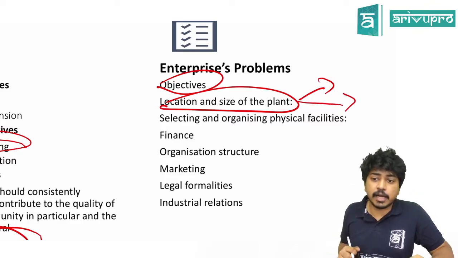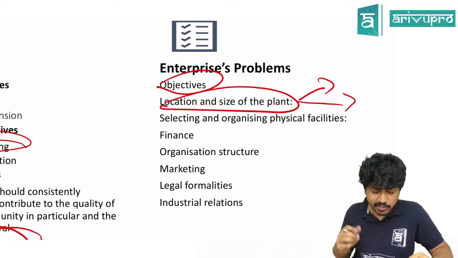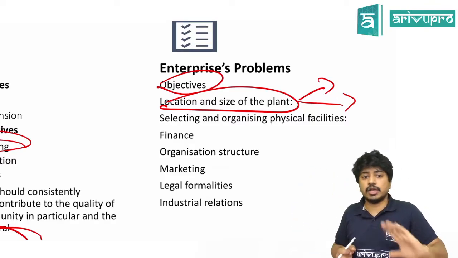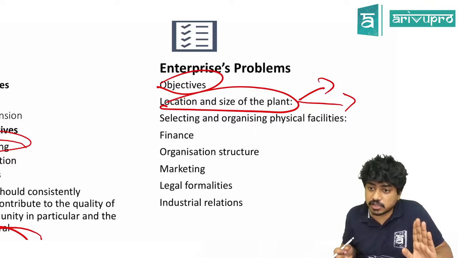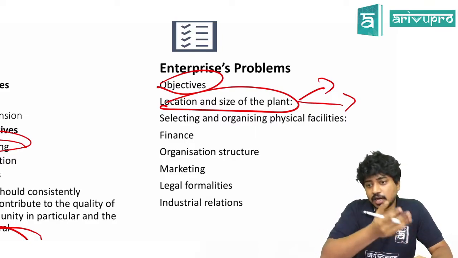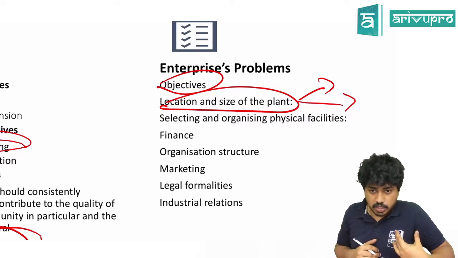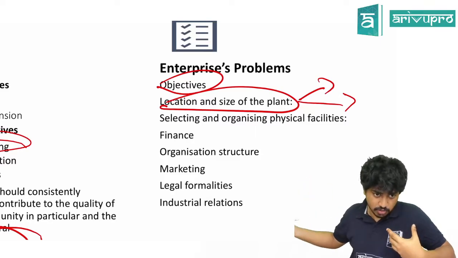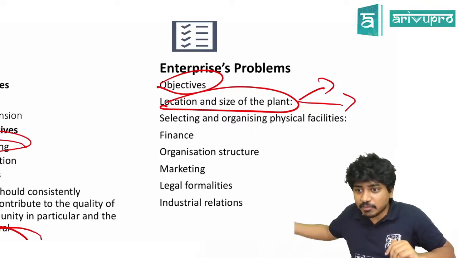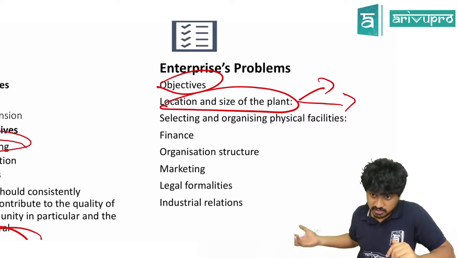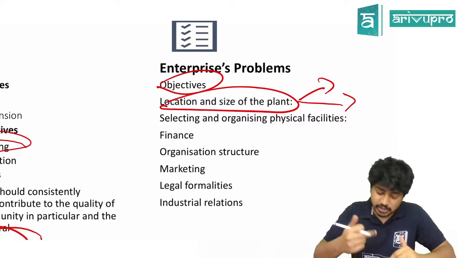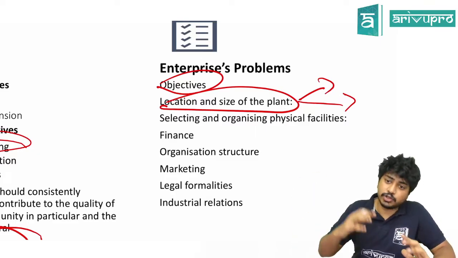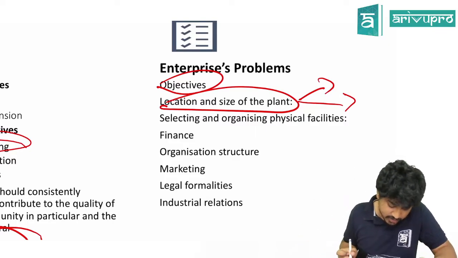For example, let's say I'm into selling coffee beans. Should I be near the city or near the coffee beans, my agricultural land? If I am near the agricultural land, I can easily get the raw materials, but I have to transport the beans to the consumer market, which is far. If I am near the customers, I can market much more easily, but I have to go and get the raw material. So all these location and size of plant questions. Should I have a small plant or a big one? The answers are not fixed.